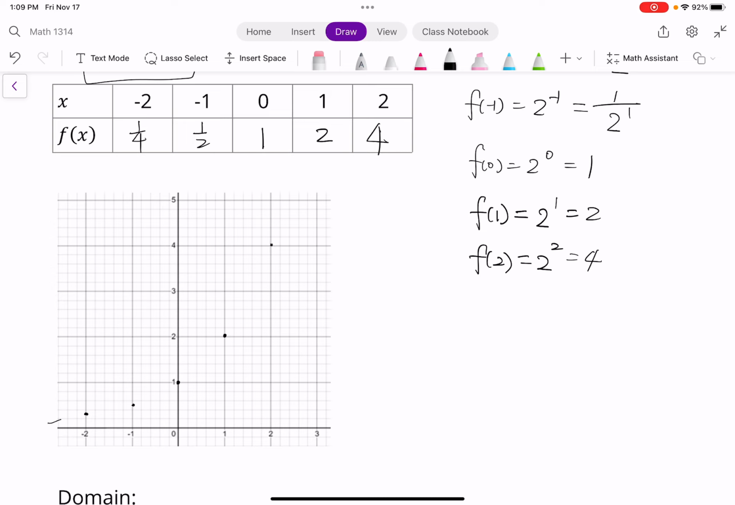Let's use a smooth curve to connect them. It's not that smooth.